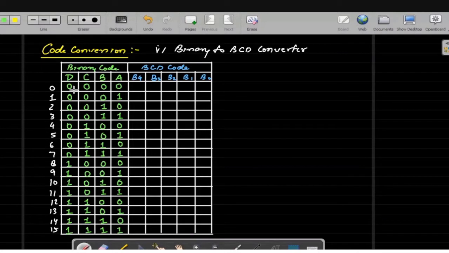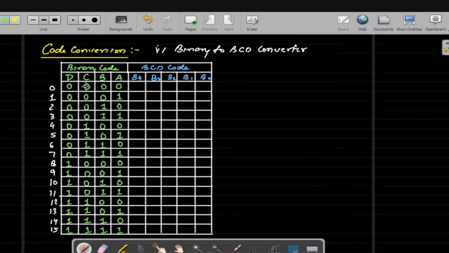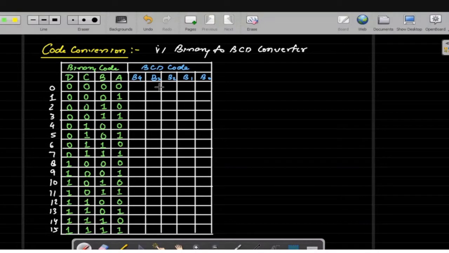All 16 combinations of the binary code can be generated with the help of 4 variables A, B, C and D. Okay, so now tell me, what is your BCD code? Your BCD code will start from all 4 zeros and go up to 1 0 0 1, that is, zero up to 9 only. So these are our BCD codes.